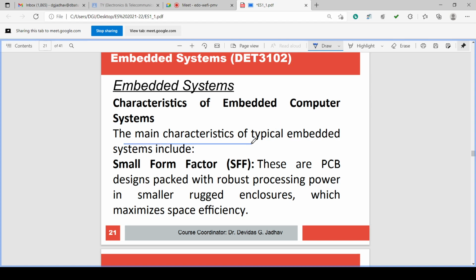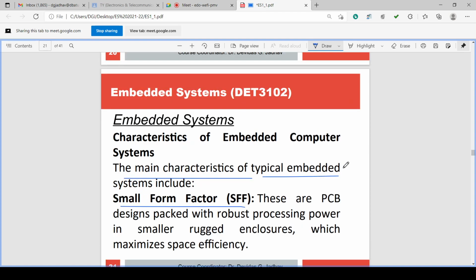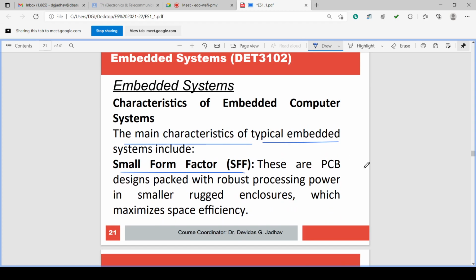The main or typical characteristic of an embedded system: small form factor, SFF. As we have seen with the mobile type of embedded system, those are very handy, very portable, very small: digital cameras, mobile phones, fitness trackers, and all others. Health bands we call them. So the form factor is very small. The product which is developed has a very small form factor.